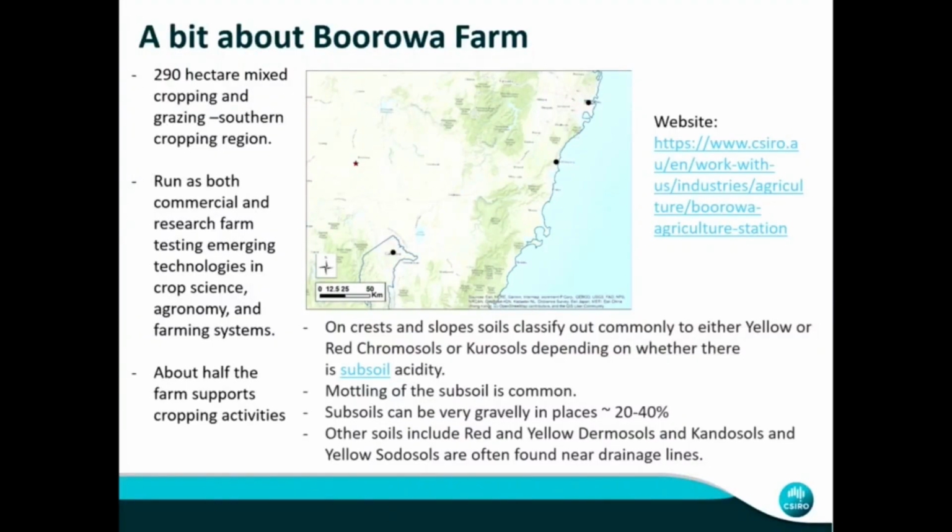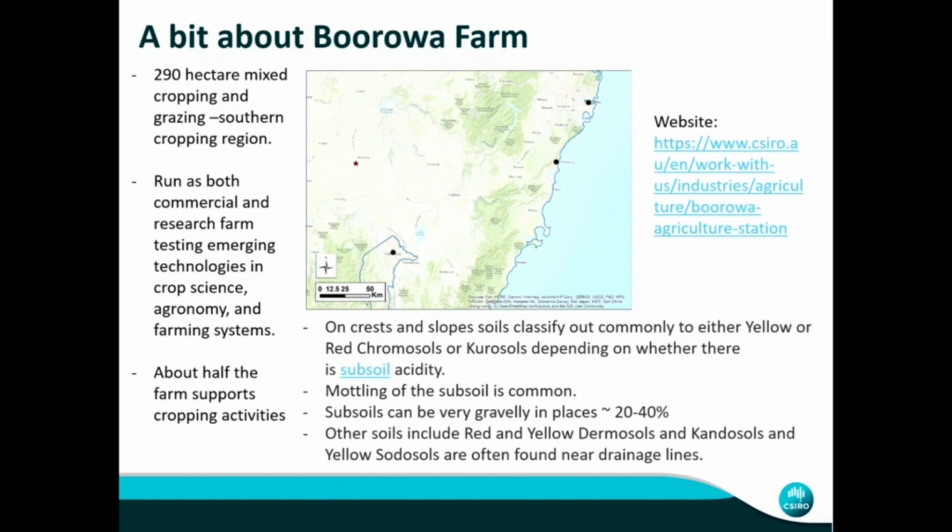So the context of this story, I suppose, is CSIRO purchased a farm just outside of Boorowa in 2017, I think. It's a 290 hectare farm. It's mixed cropping and grazing, and it's in the southern cropping region. So it's probably what most people might know. It's only 2 hours northeast of here.